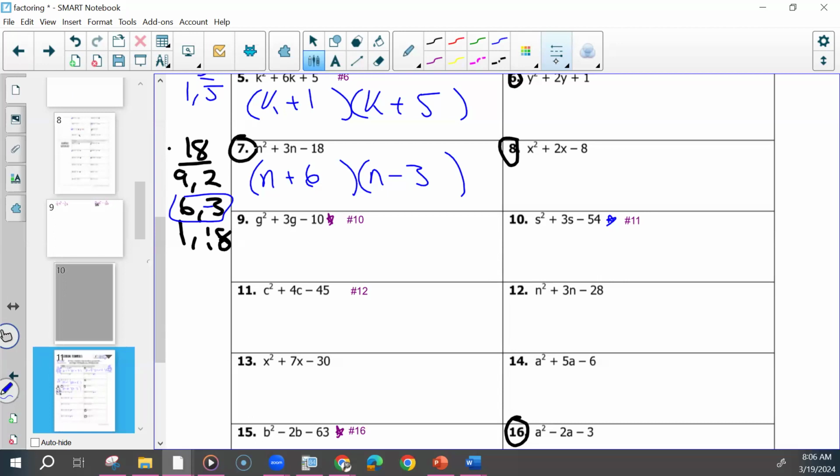So if you would like to remember this by rules, if you have two pluses, you're going to have two pluses in your factors. If you have a minus at the last term, one of your factors is going to be negative, and the larger one is going to be positive. Remember that there are 4 terms and you have to combine them.